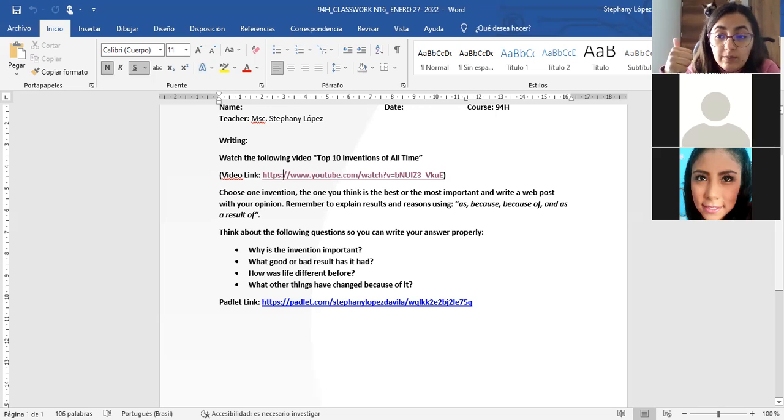¿Qué es lo que deberíamos incluir en nuestra opinión? Why is the invention important? ¿No? Porque es importante este invento. What good or bad result has it had? ¿Sí? ¿Cuál ha sido, si es que hay, un resultado bueno o malo de este invento? ¿Ok? ¿Qué es lo que ha traído consigo este invento? ¿Qué cosas buenas, qué cosas malas?